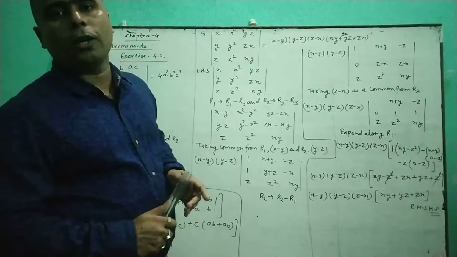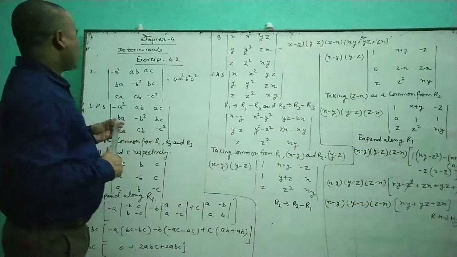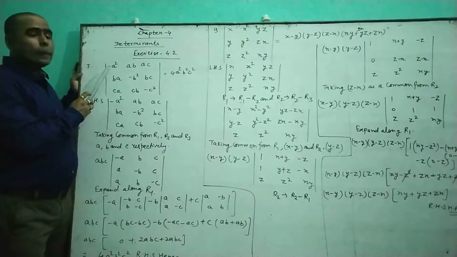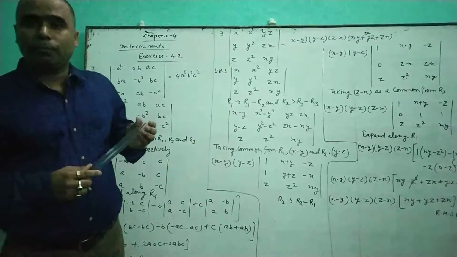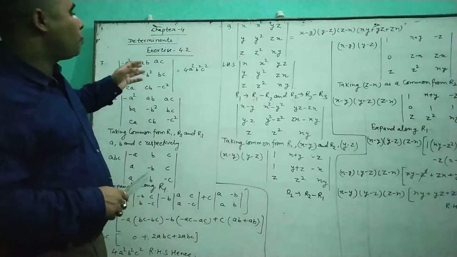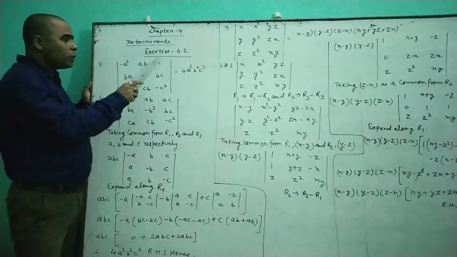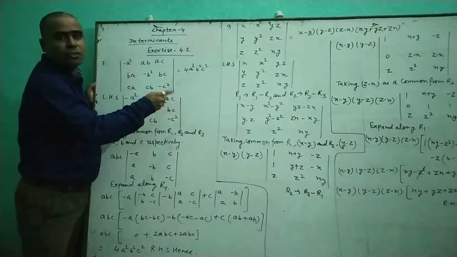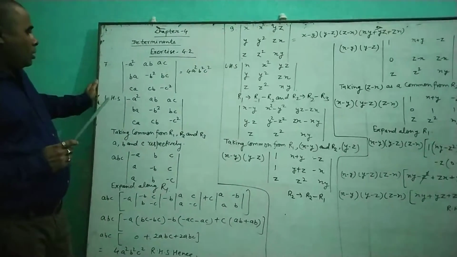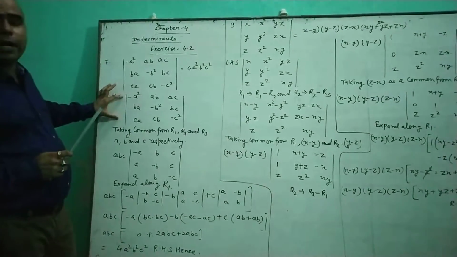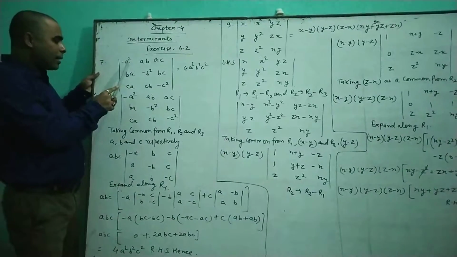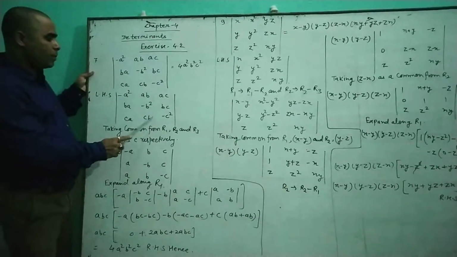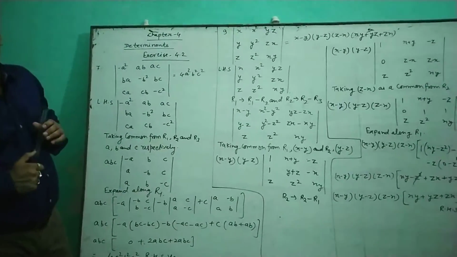Now next question which is related to the property. Now question number 7 of exercise 4.2. The question is, by using the property we have to prove that the value of this determinant is equal to 4a square b square c square. First of all we have to take the left hand side of this question. The left hand side is minus a square ab ac, ba minus b square bc, ca cb minus c square. This is the left hand side.